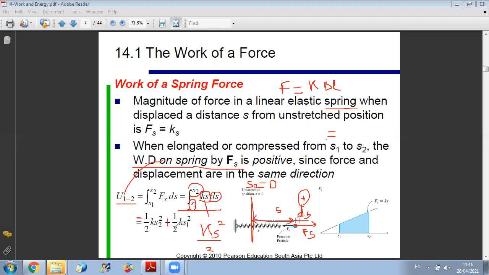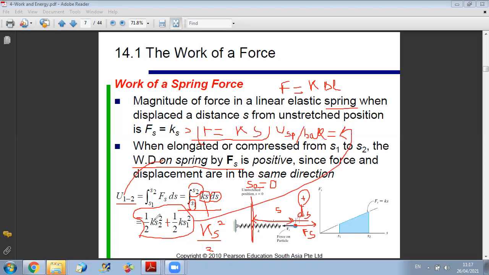Okay, so this is the only difference, because by action-reaction we'll have the opposite result. So the work of the spring on the ball is just minus half k s2 square plus half k s1 square, where s2 represents the stretching or compression at the final state, and s1 represents the stretching or compression at the initial state. Any question on this?